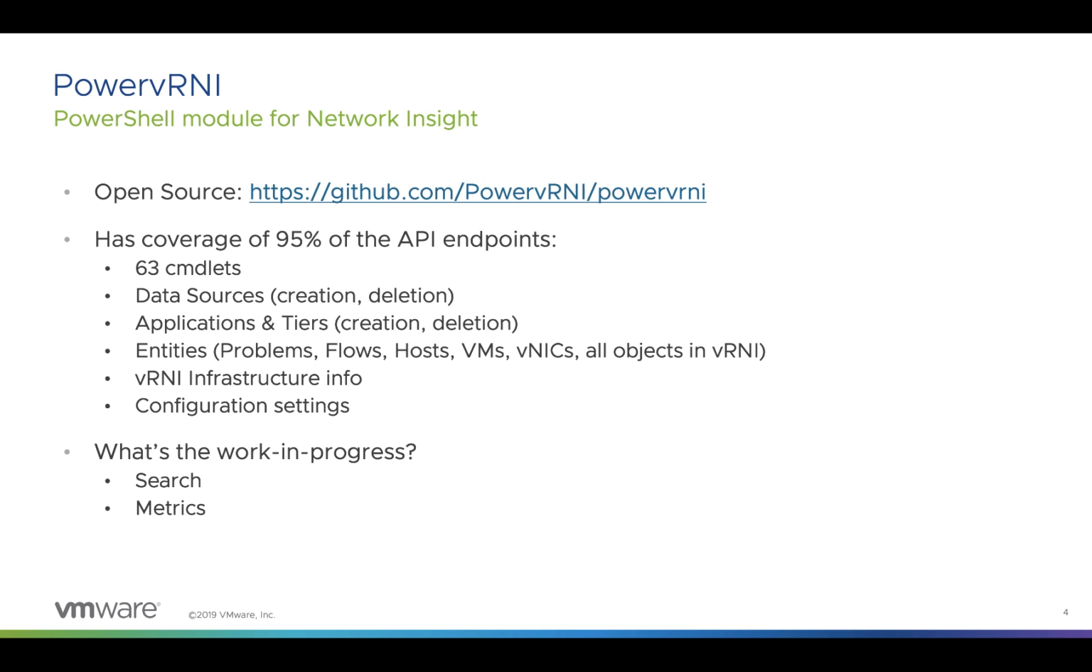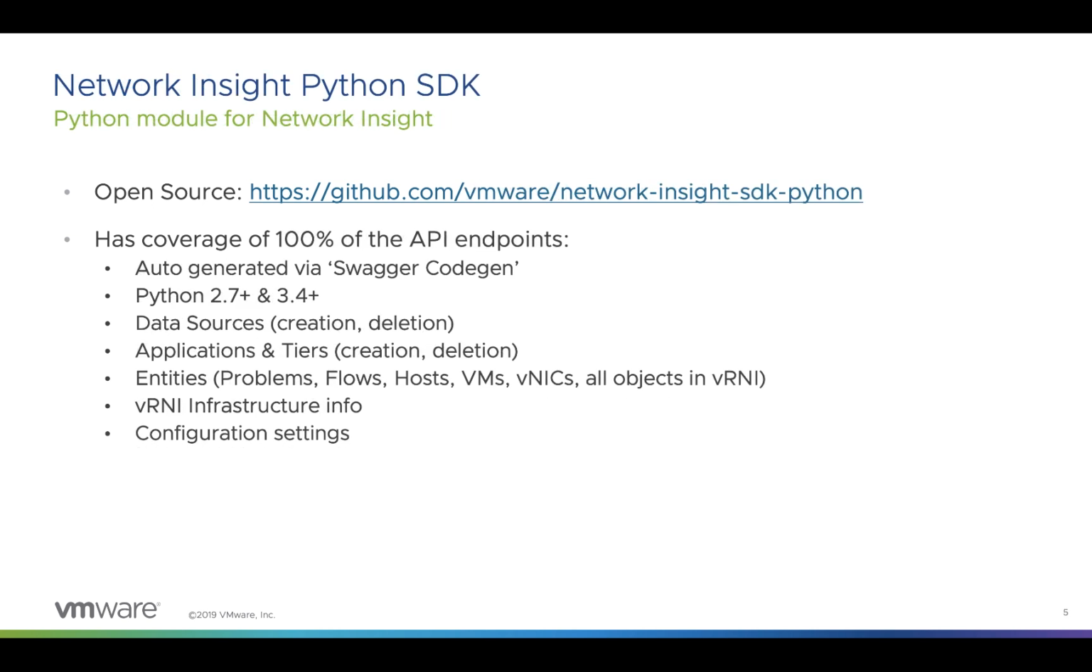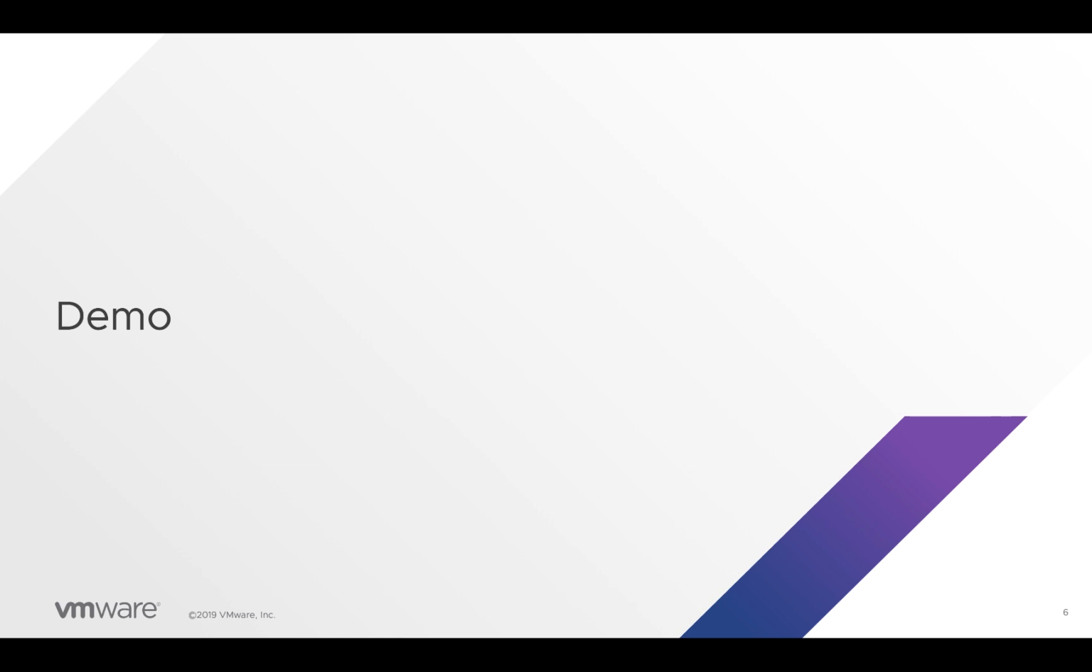For anyone that's using PowerCLI or PowerShell NSX, this module will feel really familiar. Another option is the Python SDK, which is also open source, and this SDK actually has 100% coverage of all API endpoints, as it's automatically generated from the OpenAPI specification whenever a new Network Insight version launches. You can find more information on these modules at their GitHub pages, which are also linked in the description below. But for now, let's move on to the demo.